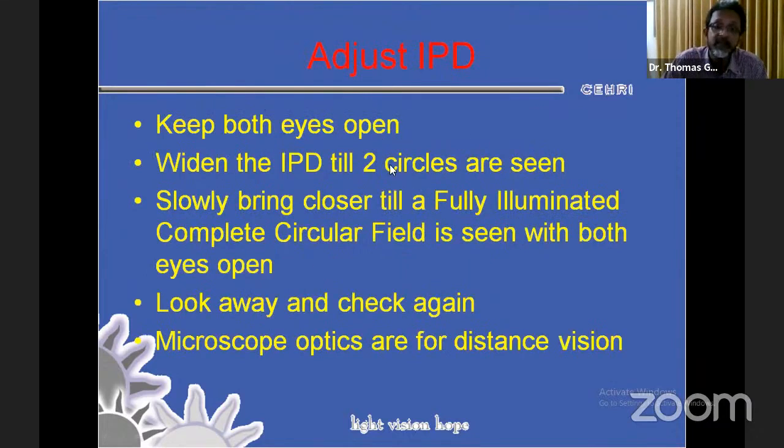Adjusting the IPD, it's best to do it with both eyes open. Widen the IPD till there are two circles seen. Slowly bring the eyepieces close together till you see one fully illuminated, complete circular field. There should be no shadows in that circle. And this is seen with both eyes open. Look away in the distance to make sure you're not accommodating. Check again. Microscope optics are for distance vision, and even though when things are near your eye, you tend to accommodate, to resist that, you have to look away and look back into the microscope.